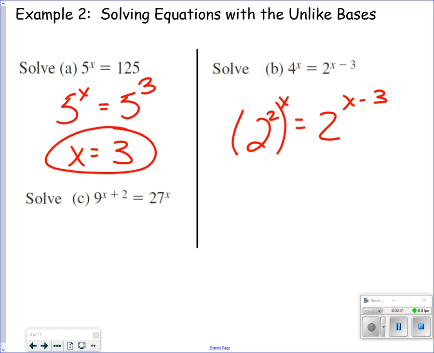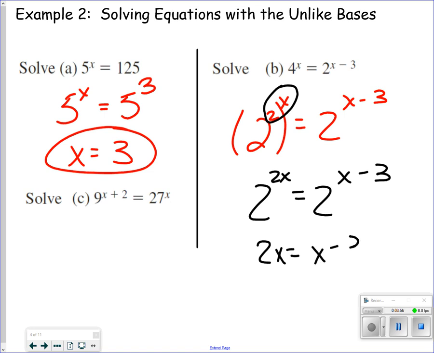From section 6.1, it said if you have a power raised to another power, you can multiply the powers together. So now bases are the same. 2 raised to the 2x equals 2 raised to the x minus 3. Set the exponents equal to each other, and x would equal negative 3. So all of this is about getting the bases to be exactly the same.